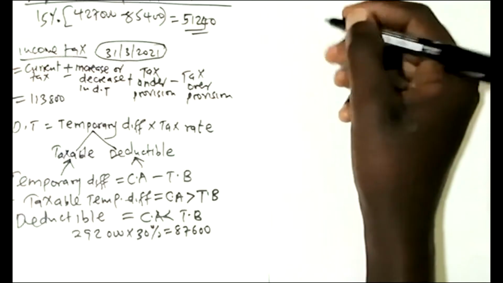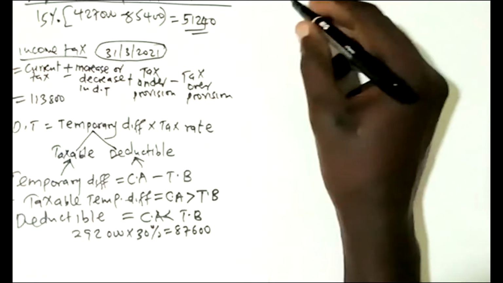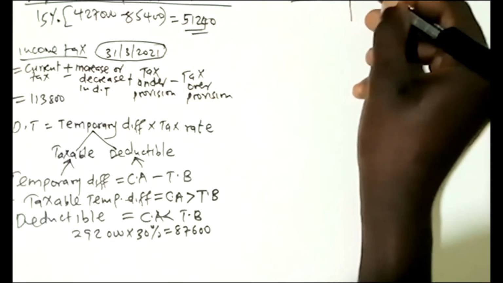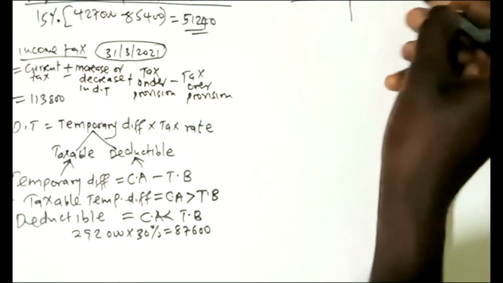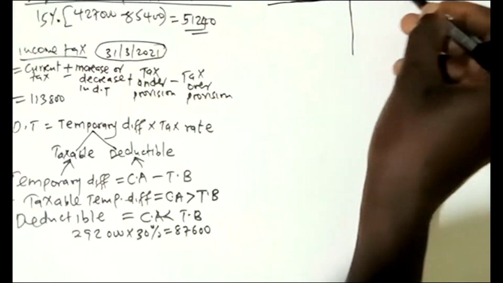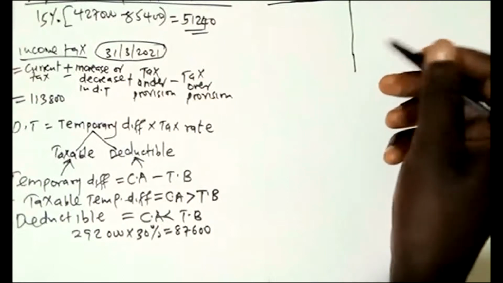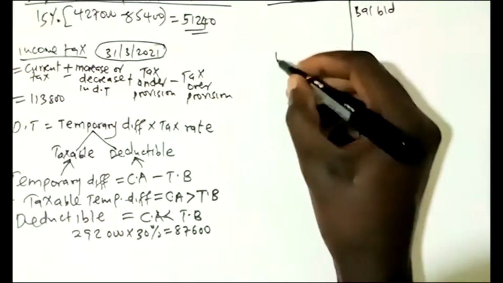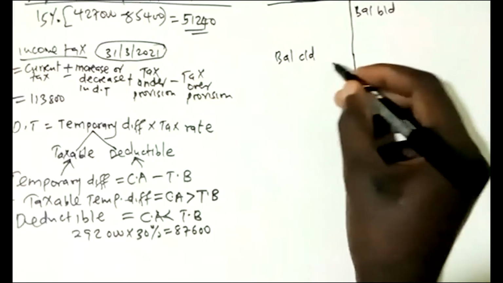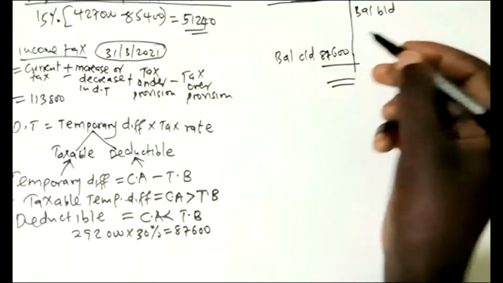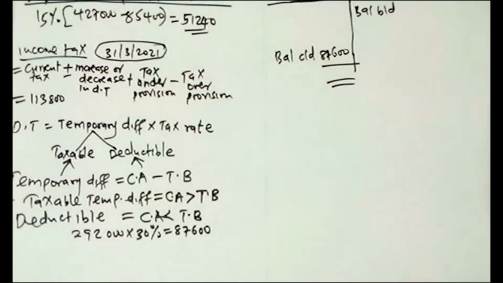After getting the 87,600, we come here and open a deferred tax account. Remember that a taxable temporary difference leads to a deferred tax liability. We have a balance brought down and a balance carried down here. The balance carried down is the one we have computed, 87,600. The balance brought down is the one from the trial balance.